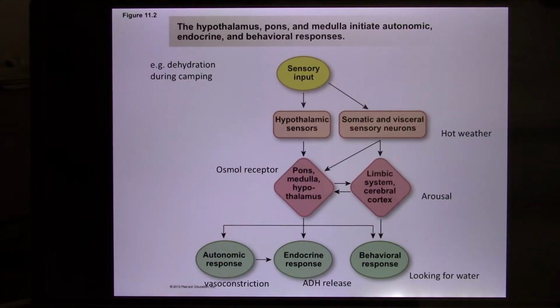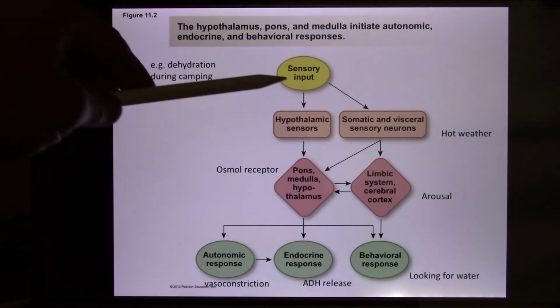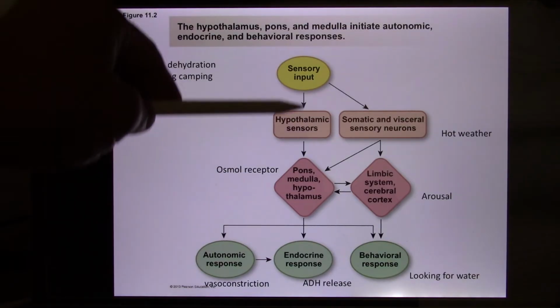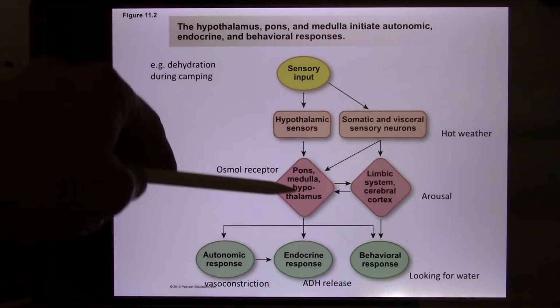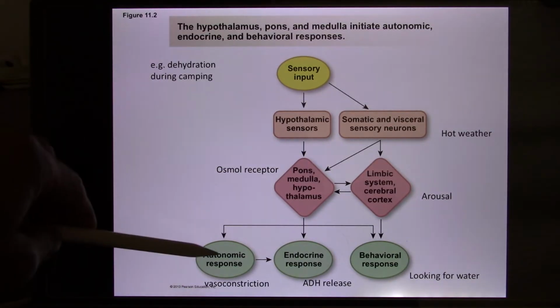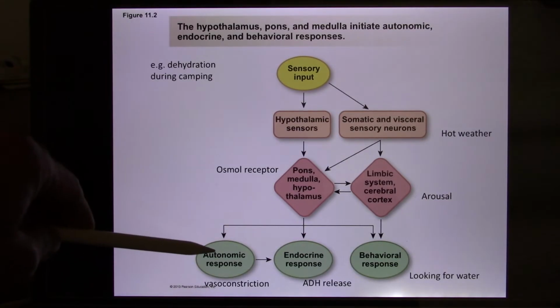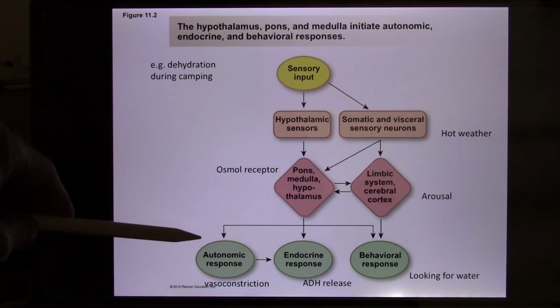Say when you're in hot weather and you're dehydrated during camping. What happens is dehydration is going to trigger a lot of sensors, going to trigger everything. So you have the osmotic receptor in the hypothalamus. When you're thirsty, this will be activated, and the hypothalamus will talk to your autonomic nervous system. So it will cause vasoconstriction, because when you lose water, your blood pressure will drop. So you need vasoconstriction to maintain your blood pressure, part of the homeostasis.